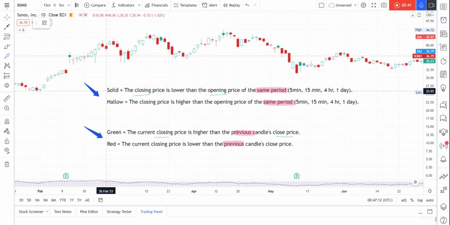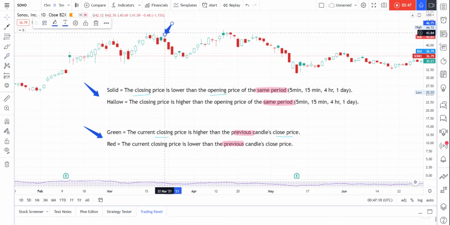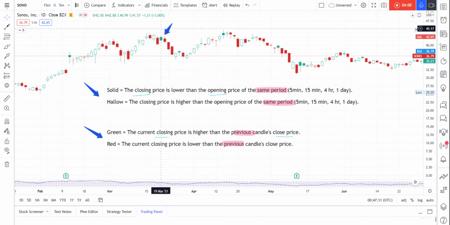So we have a green solid one here. What does the green solid one tell us? The green solid one tells us the closing price is lower than the opening price for today. So when it's solid, we know the closing price is lower than the opening price for today. At the same time, it's green, which says the current closing price is higher. So here, the closing price is higher than yesterday, but for today, the closing price is lower than the opening price.